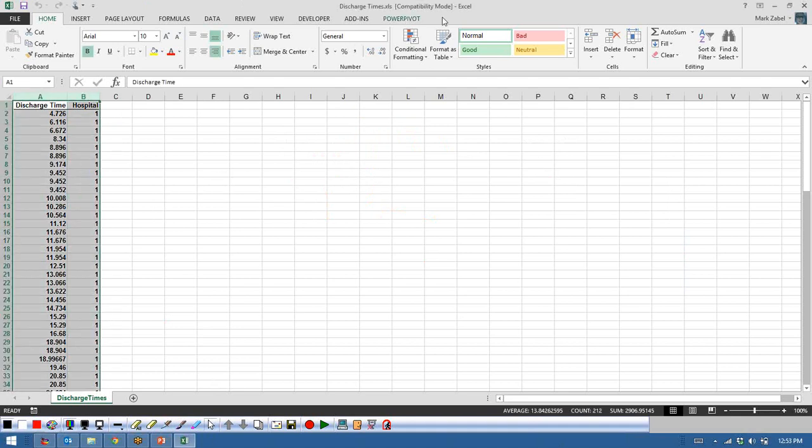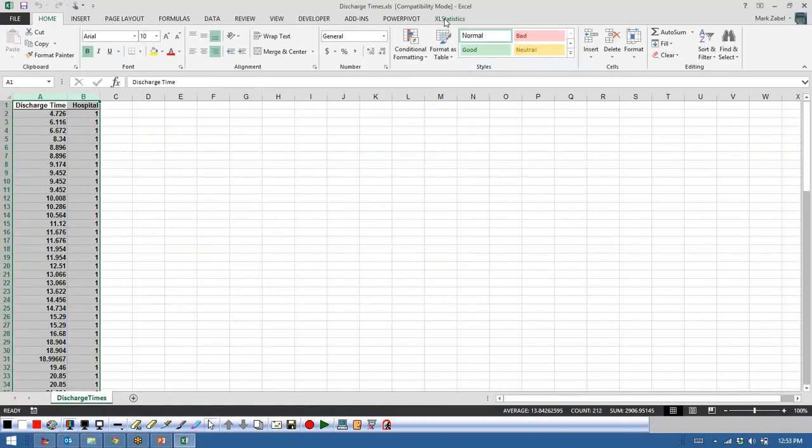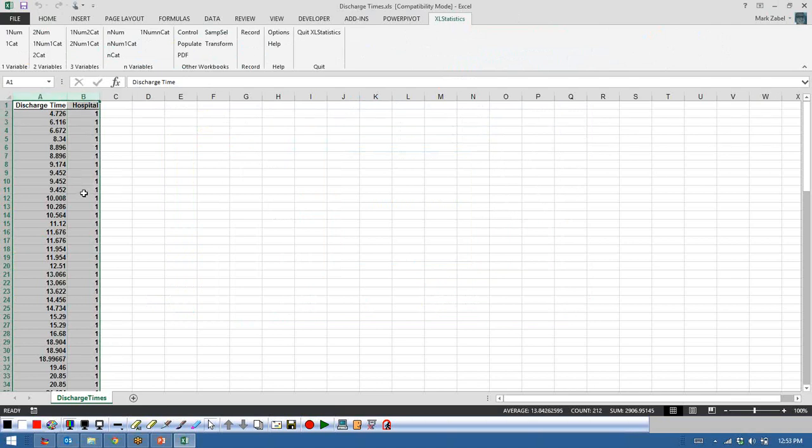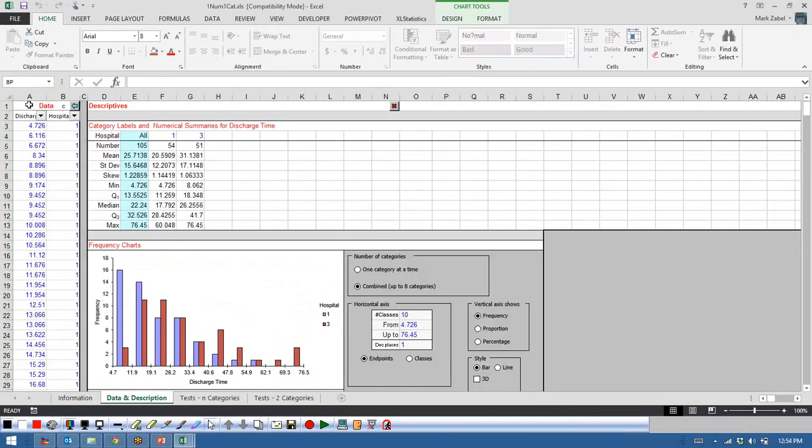So again, we select. Whoops, I don't have Excel Statistics, so I've got to open it up again. Consequence of me closing everything. I select this, and it does not matter which area I select. As Dan asked before, I think that was a good question, and you'll see why in just a second. So in numcat analysis, Excel Statistics asks me: here's a number, here's a category. So I do have to get this right, but luckily, I can switch it around.